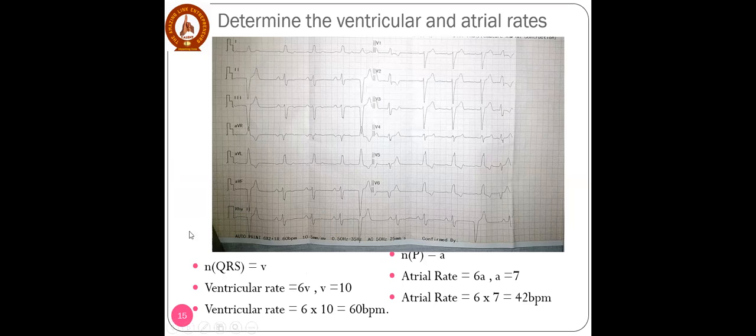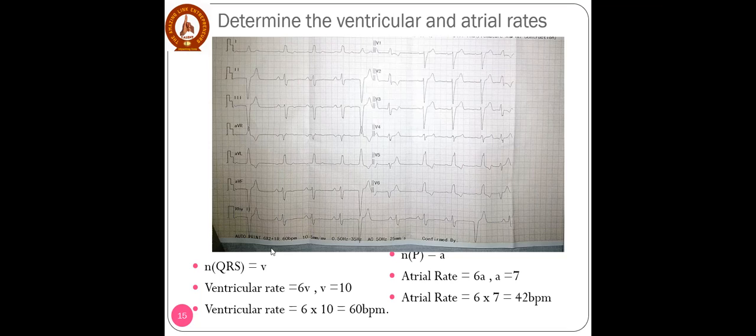Now, let's look at this one. The question says determine the ventricular and atrial rates. So you examine it very well. Let's determine the ventricular rate. Count the V, that is the number of QRS complexes within this long redeem strip. 1, 2, 3, 4, 5, 6, 7, 8, 9, 10. So 10, ventricular rate will be 6 times 10, 60 beats per minute.